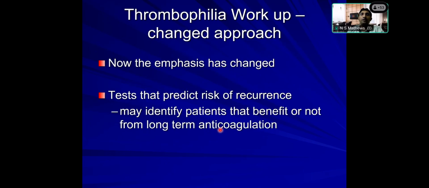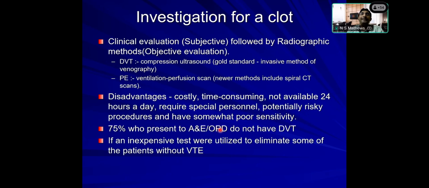So there's a different approach now to thrombophilia workup. The emphasis has changed. Now we are looking for tests that predict the risk of recurrence and can even identify patients that benefit or not from long-term anticoagulation. So basically, we are looking for a test that will tell you whether a clot is present or not. It's basically an investigation for a clot. Now, clinical evaluation is very subjective and is followed by a radiographic method, which is quite objective. Like we saw in our examples, for DVT, compression ultrasound, the gold standard invasive method, and ventilation perfusion scan for PE, including newer methods like spiral CT.